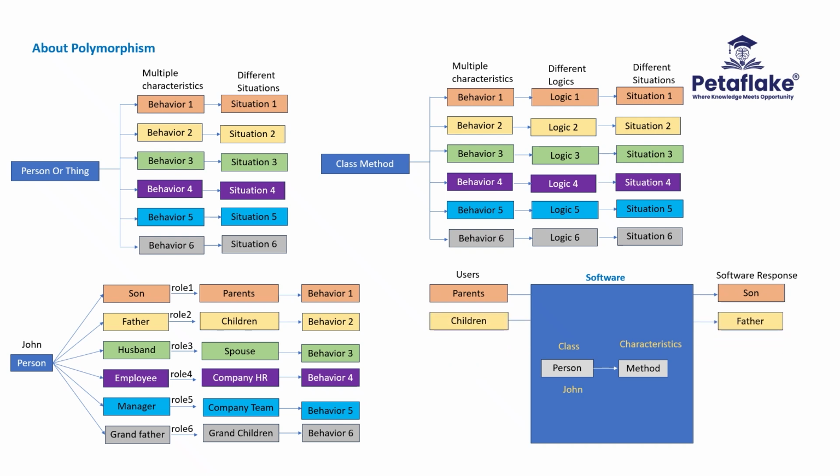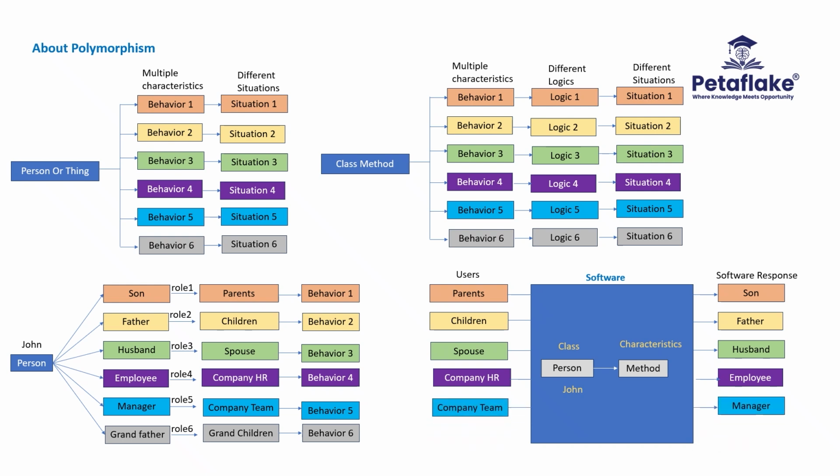as a father. When the user of the software is John's wife, then the software should respond differently as a husband. When the user of the software is John's HR, then the software should respond differently as an employee. When the users of the software are John's company team, then the software should respond differently as a manager. When the users of the software are John's grandchildren, then the software should respond differently as a grandfather.